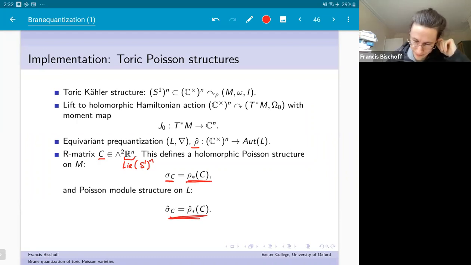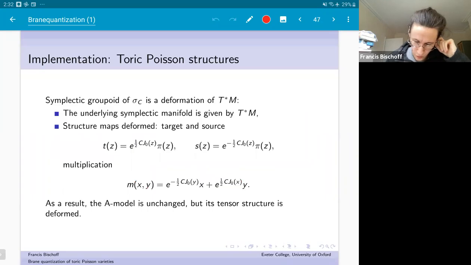To get the homogeneous coordinate ring, first, what is the symplectic groupoid of this thing? It turns out in this case that the symplectic groupoid is a deformation of the cotangent bundle. So the underlying symplectic manifold is unchanged. It's still the cotangent bundle, but the structure maps get deformed.